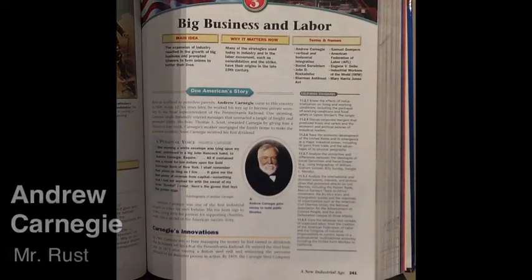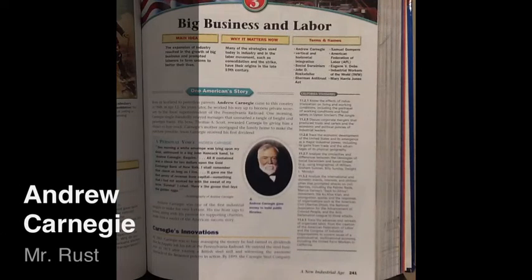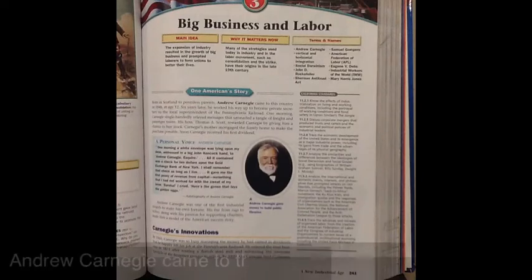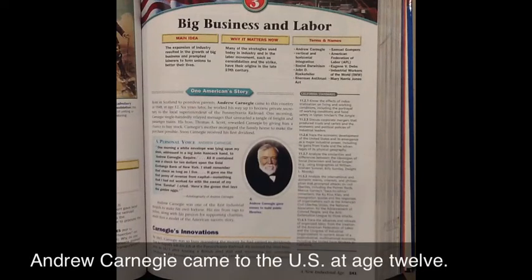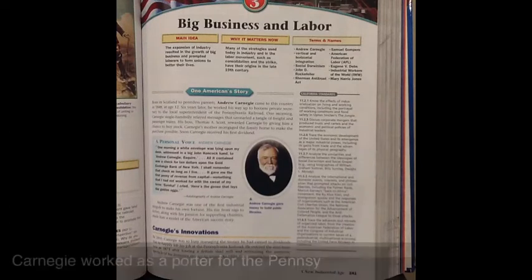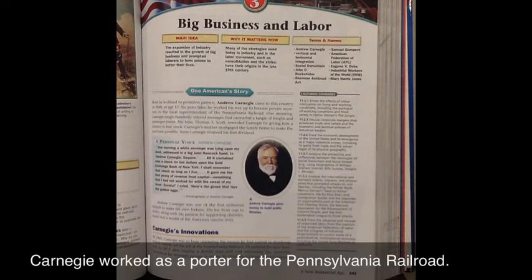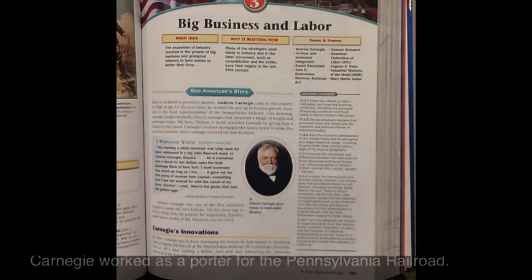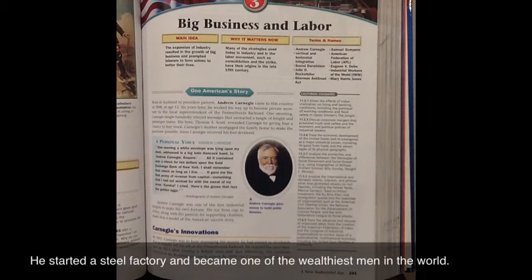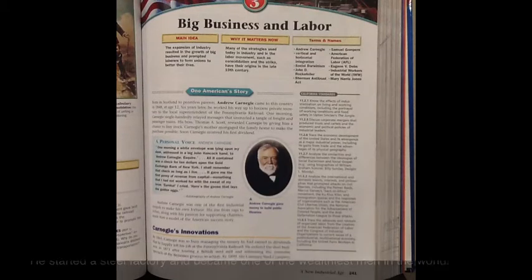Chapter 6.3 begins with the story of Andrew Carnegie. Andrew Carnegie's story is one that represents the American dream. He was born in Scotland and came to this country at age 12 all by himself, and he worked his way up through the Pennsylvania Railroad, ultimately becoming one of the wealthiest men in the world.